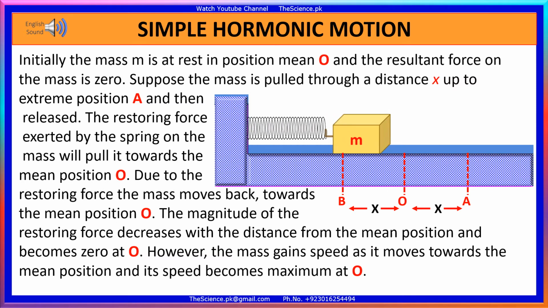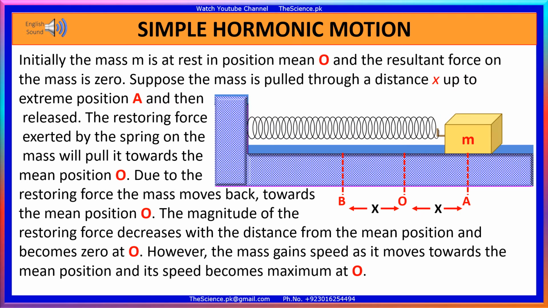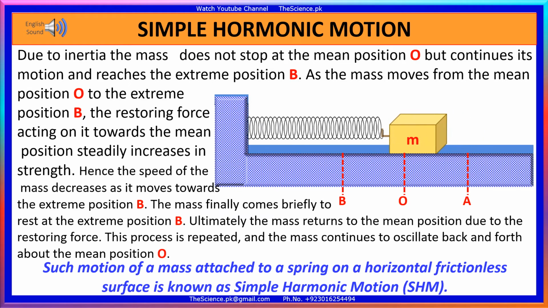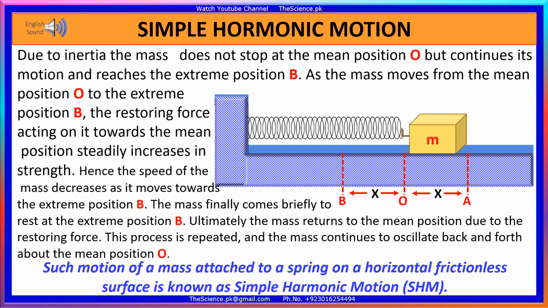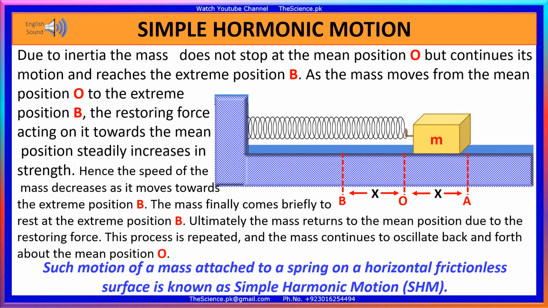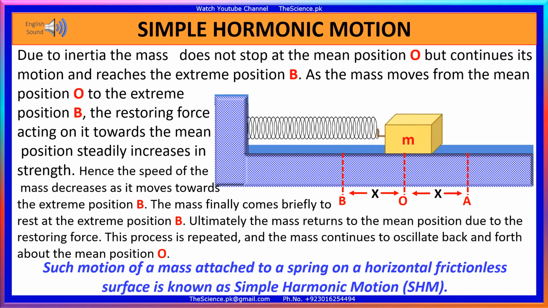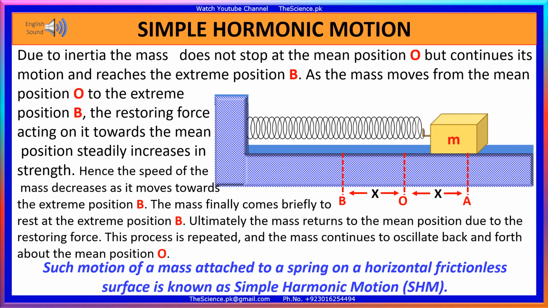However, the mass gains speed as it moves toward the mean position and its speed becomes maximum at mean position O. Due to inertia, the mass does not stop at mean position O but continues its motion and reaches the extreme position B. As the mass moves from the mean position O to the extreme position B, the restoring force acting on it toward the mean position steadily increases in strength. Hence, the speed of the mass decreases as it moves toward the extreme position B. The mass finally comes briefly to rest at extreme position B.